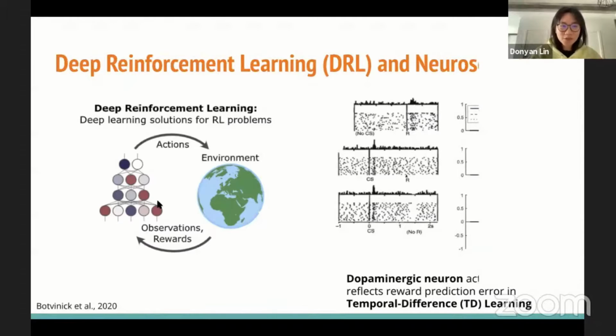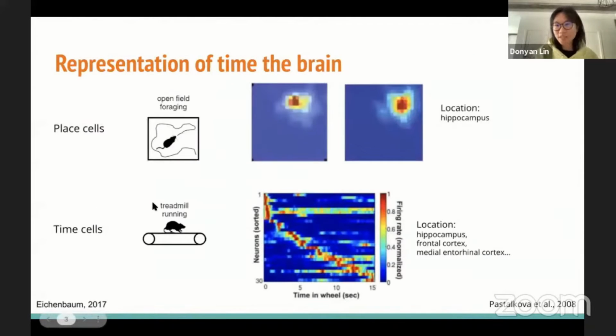The problem that we're trying to solve today is to model the representation of time in the brain. Before we talk about time, I just want to quickly talk about place, which is something that got the Nobel Prize in 2014. These are cells in the hippocampus that fire when the animal is at a particular location on a platform, and they are called place cells. Here you can see two example place cells. One only fires when the animal is over here, and the second one only fires when the animal is more towards the upper right corner.